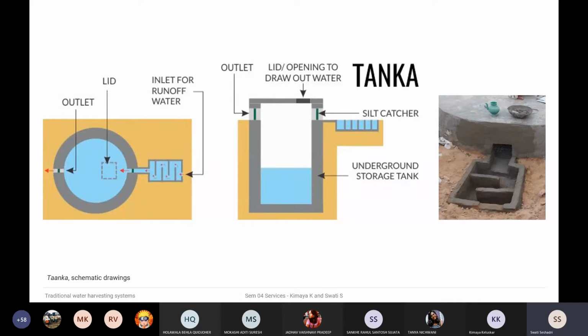Is there anything you'd like to discuss? Shravan is asking the size of the tanka. What should be the diameter?